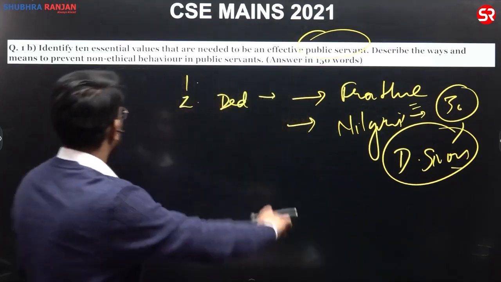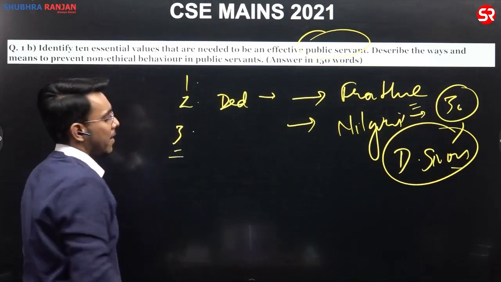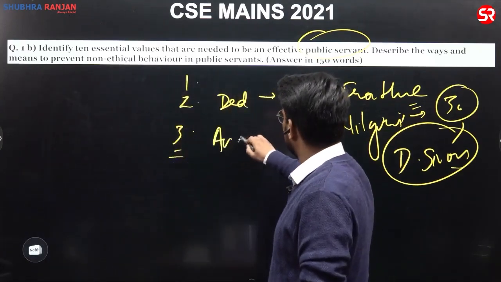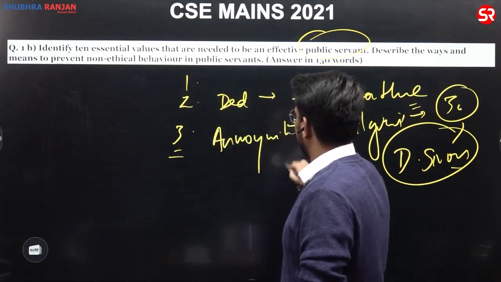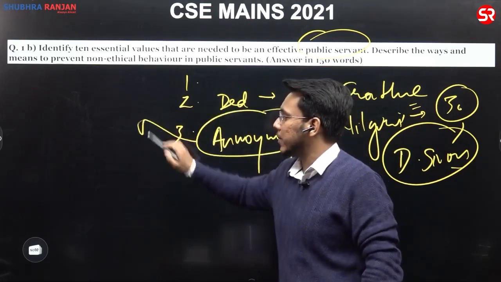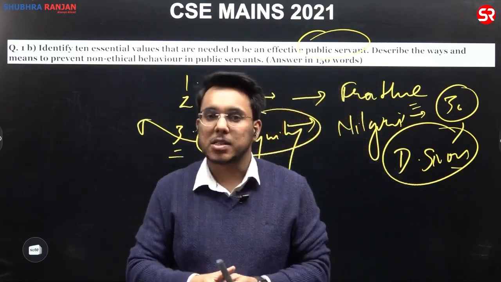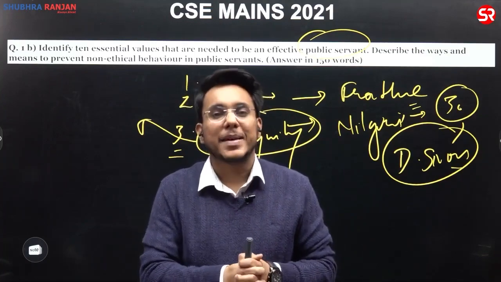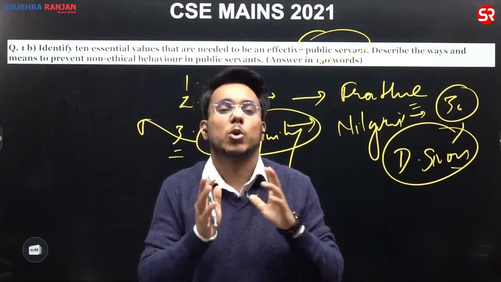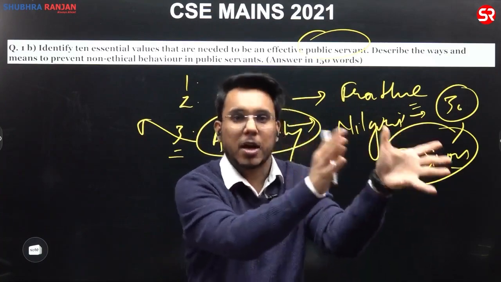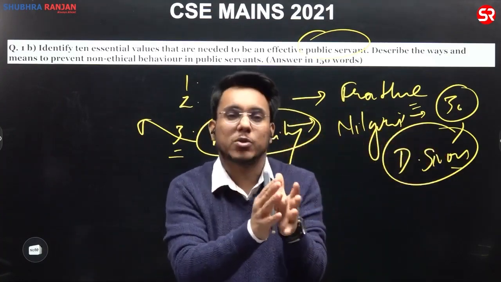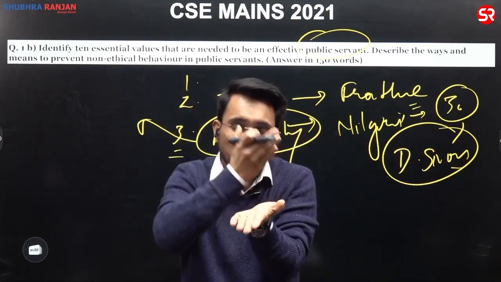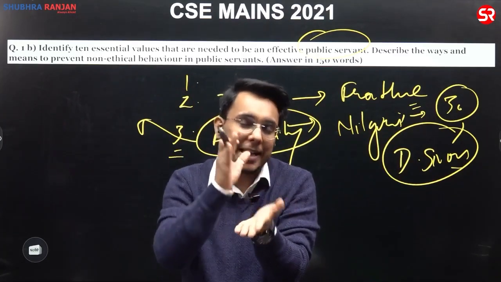After that, further moving on, the third value that is there, we can call it the value of anonymity. So what is the value of anonymity? Value of anonymity, as specifically emphasized by the Prime Minister on Civil Services Day. Anonymity means that civil servants should not work to come into the limelight. They should not work so that they will be given some credit and appreciated.